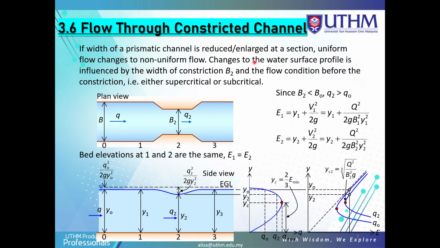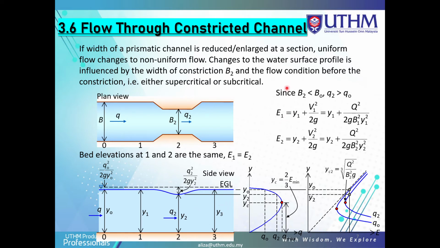The change to the water surface profile is influenced by the width of the constriction B2 and the flow condition before the constriction, either supercritical or subcritical. The conditions are at A, at 2 and also at 3 here. The bed elevation at 1 and 2 are the same, so E1 is equal to E2. This is from the plan view, and this is the side view.